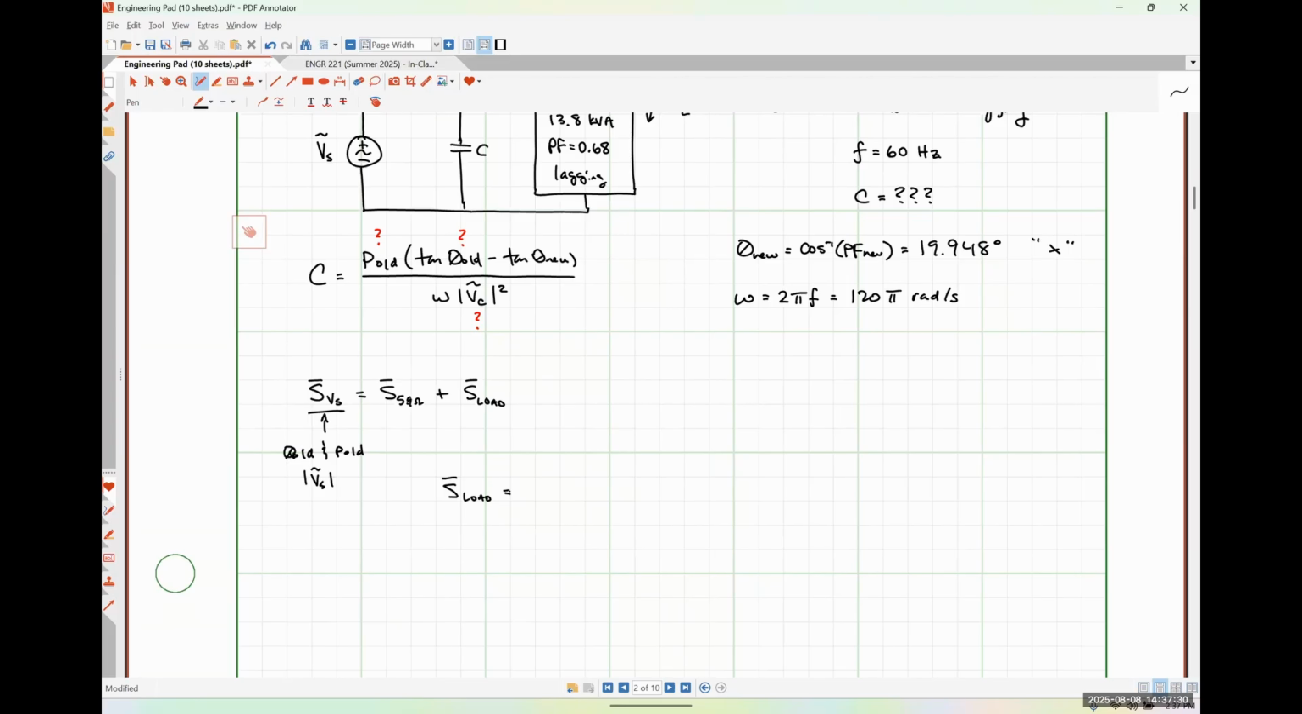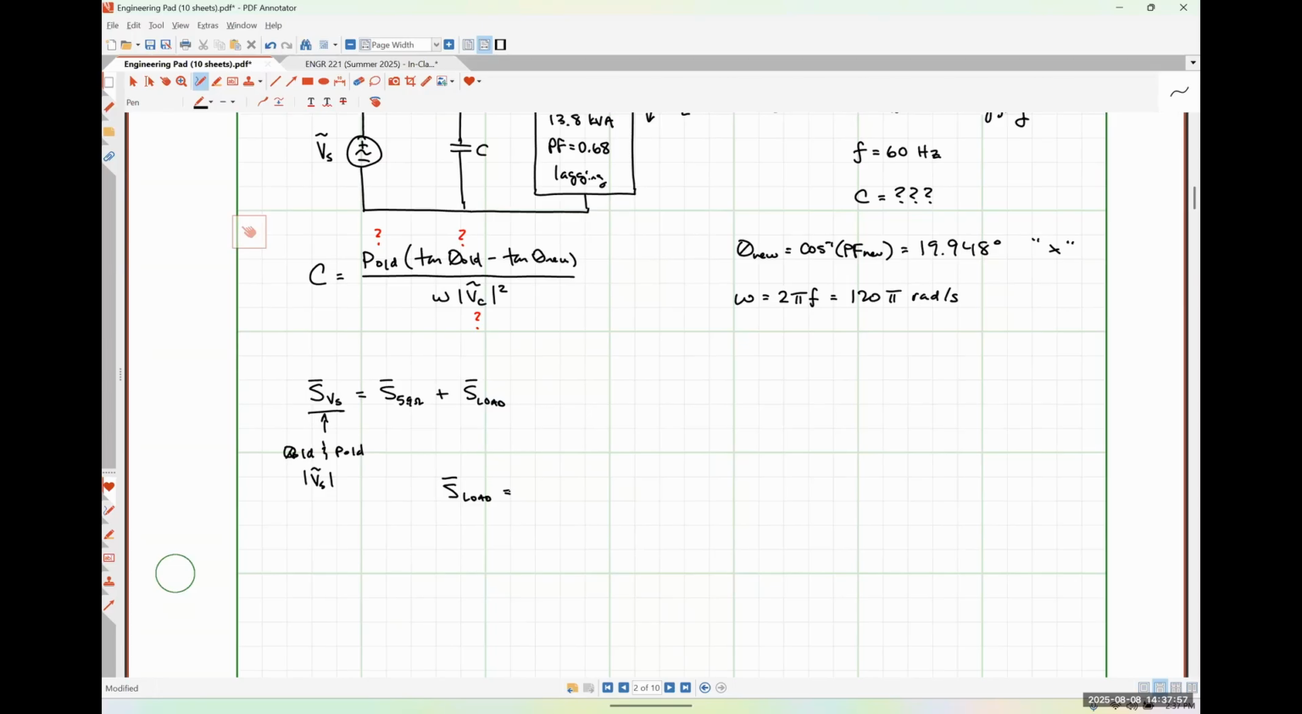So what information do we know about our load? It's absorbing 13.8 kilovolt amperes, okay? Kilovolt amperes is a unit of what part of the complex power? The apparent power? The apparent power, absolutely right, okay?